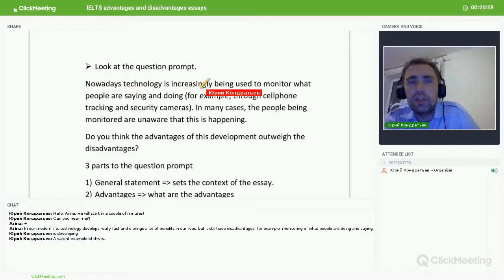Nowadays, technology is increasingly being used to monitor what people are saying and doing. For example, through cell phone tracking and security cameras. In many cases, the people being monitored are unaware that this is happening. Do you think the advantages of this development outweigh the disadvantages?